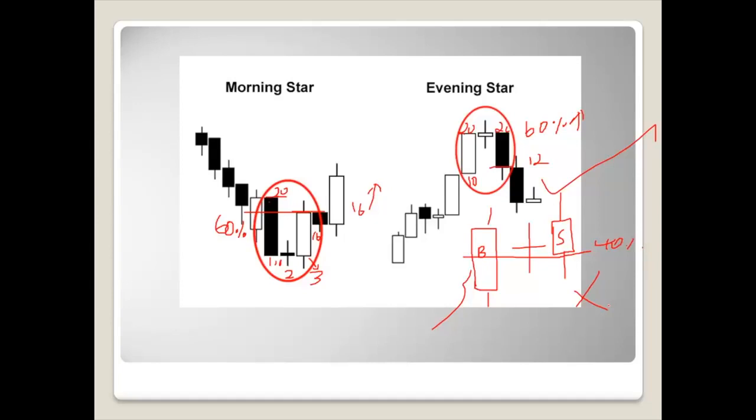So in order to confirm a morning star or an evening star, you have to wait and see whether the third candle is able to cross 60% of the first candle. This is the basic rule of the morning star and the evening star. This has come through my experience.